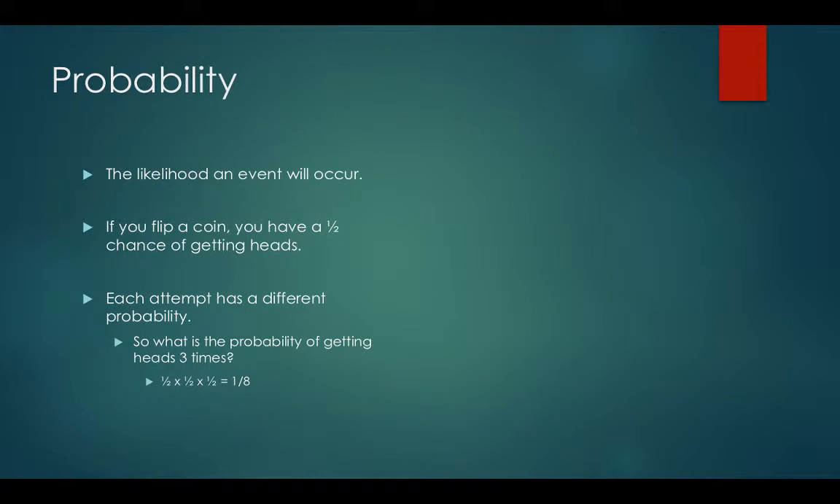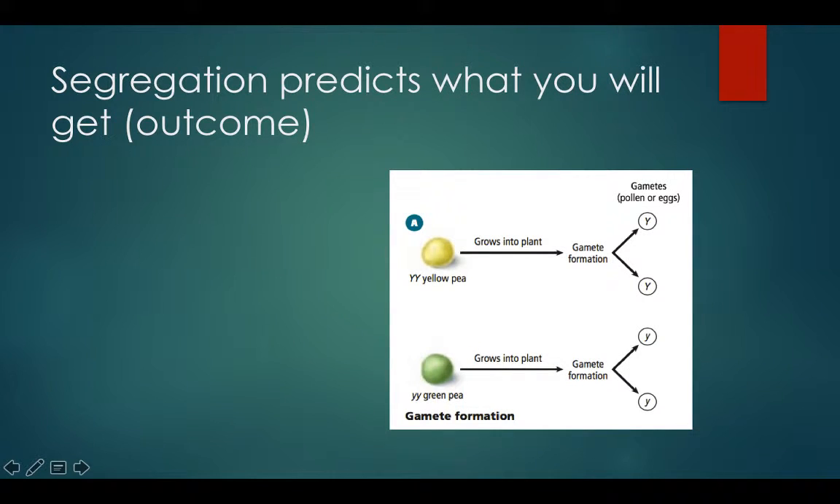And each attempt is going to have a different probability if you're asking for, like, how many times of getting heads 3 times in a row. Well, it would be 1/2 times 1/2 times 1/2, which is equal to 1/8. So basically what we're doing is trying to find out what is the probability of getting a certain trait.